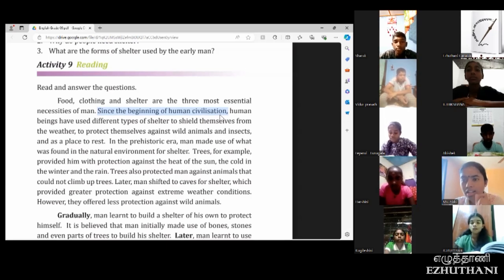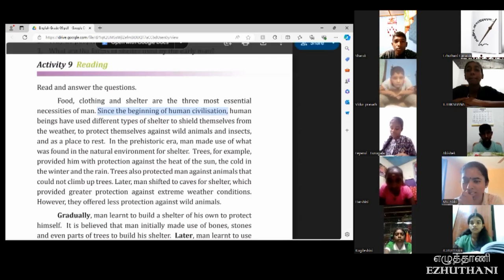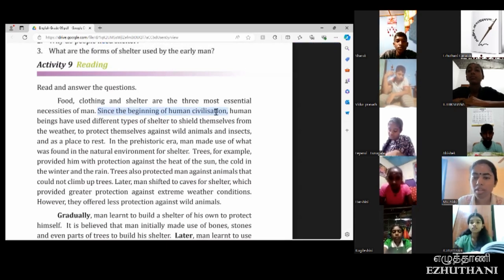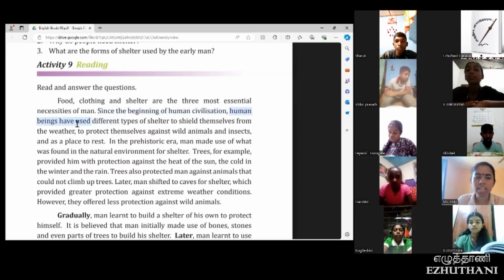The second sentence, since the beginning of human civilization. Does anyone know the meaning of this? தமிழ்ல சொல்லுங்க. தெரிஞ்சா தமிழ்ல சொல்லுங்க. You can unmute yourself or raise your hand if you know what it means. Okay, no one. That's okay. I will explain. So since the beginning of human civilization. மனிதர் உருவாகிக்க நடந்த விஷயம். When humans first started existing. Okay? Human beings have used different.